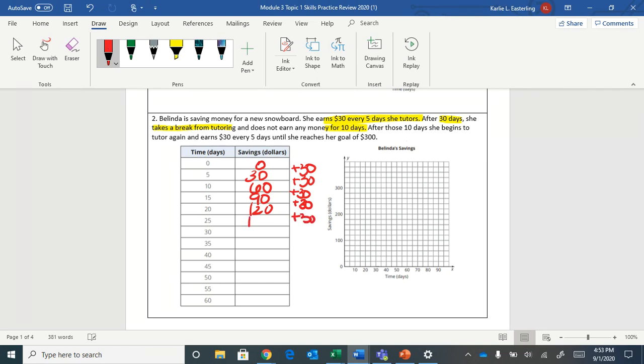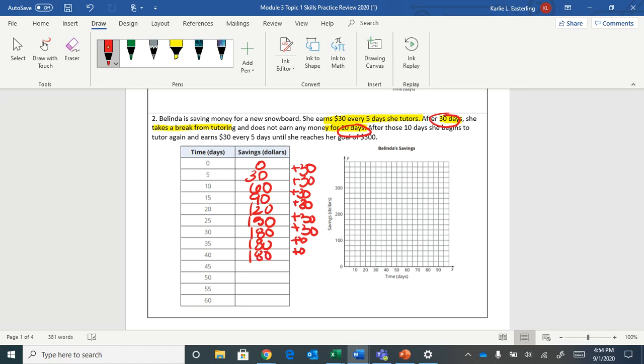Add 30 again, which I believe gets us to 150. And we'll add 30 one more time because remember, we're tutoring for the first 30 days. That will get me to 180. Then we take a break for 10 days, so we're going to add nothing. Add 0 and add 0 again because we've got to get the full 10 days.